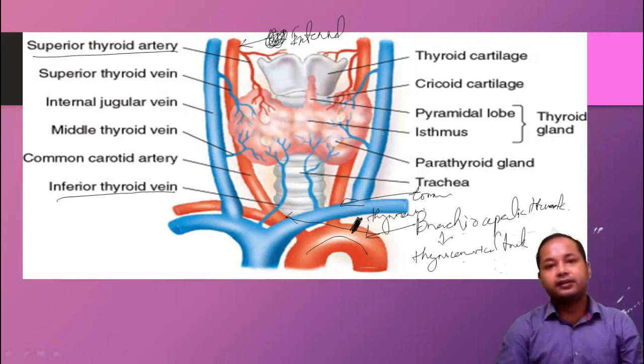Superior thyroid artery is giving rise to the supply of the superior parathyroid gland, and inferior thyroid artery is giving rise to the supply of the inferior parathyroid gland. I think that is very easy, simple, right? So let me summarize once again, since there was a confusion.